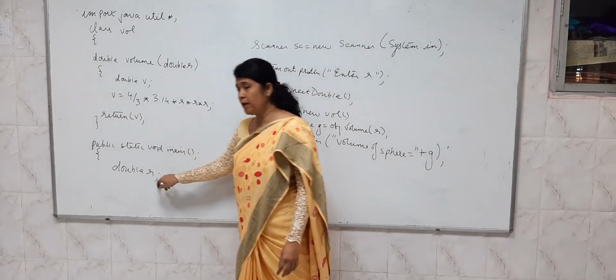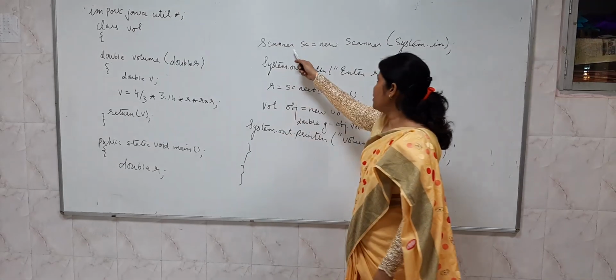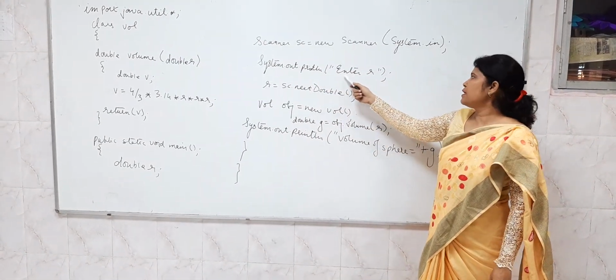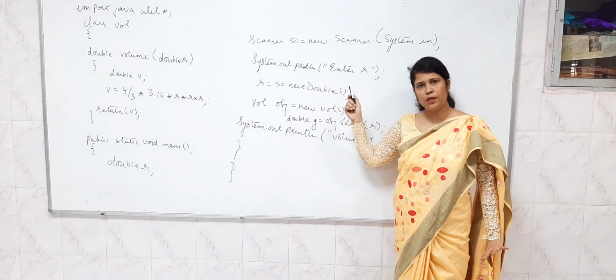After that we will write main method. We will declare one variable in which we will take the value of the radius, that is also double type. Then we will write scanner. Through scanner we have to input the value from the user, that is enter r. We will input r, next double, because our value is a double.